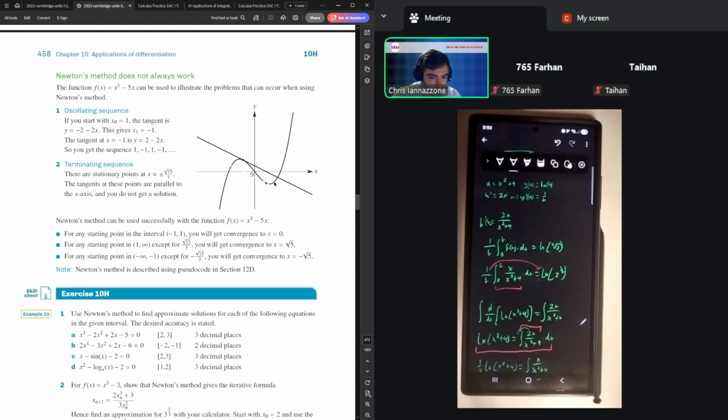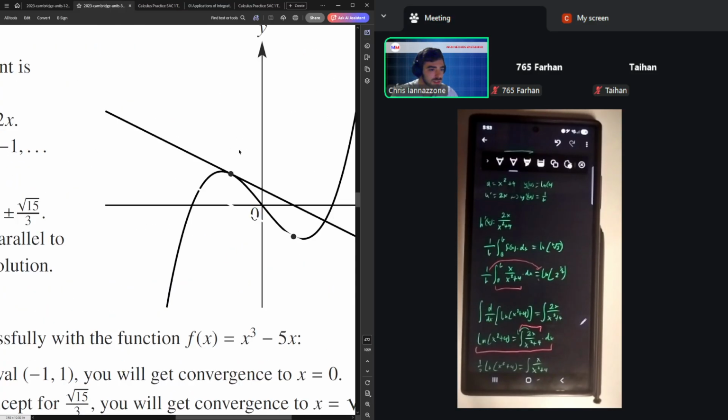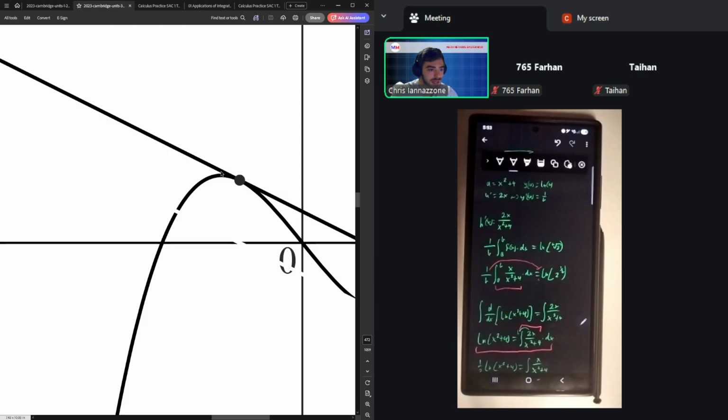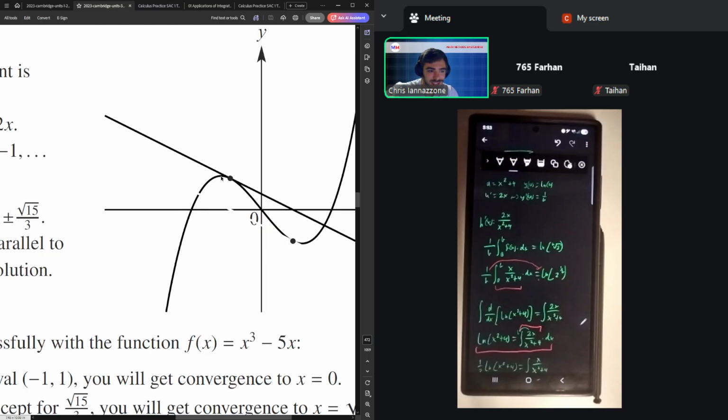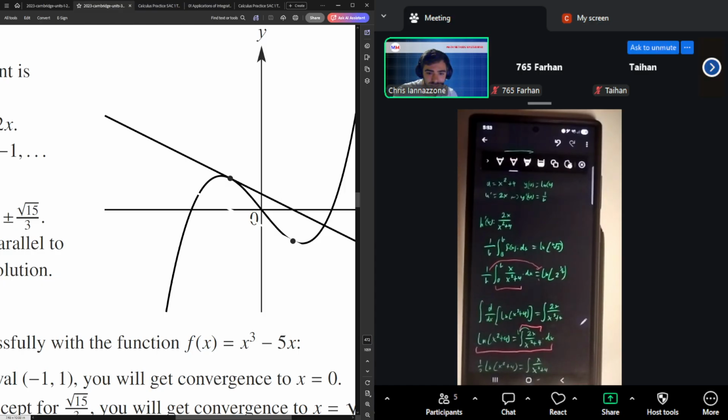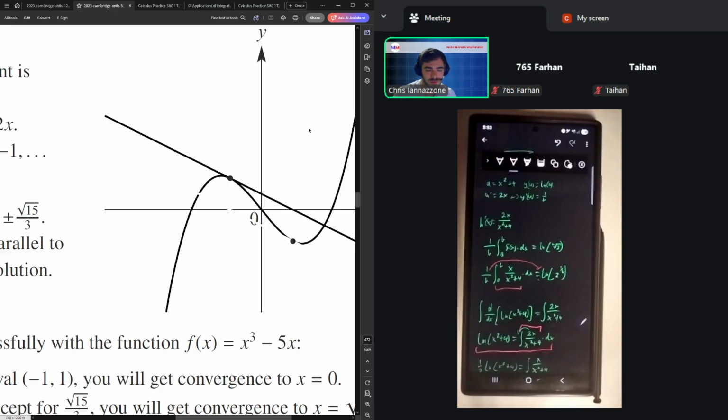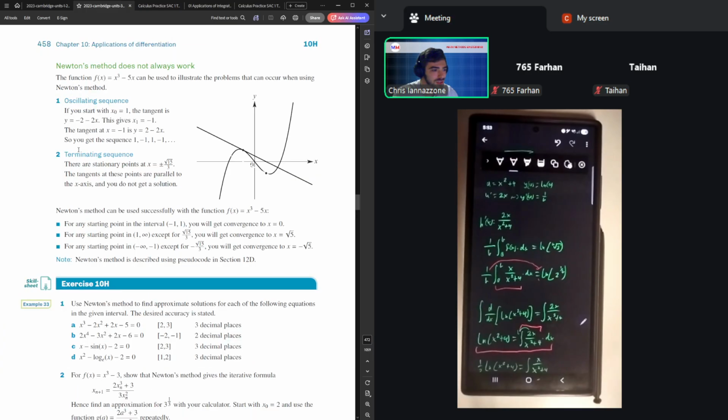The other thing that can break it is the terminating sequence. Terminating sequence is what happens when your x value that you're guessing ends up being a stationary point. The reason why that's bad is because if you take a tangent at a stationary point, it's perfectly flat. It never touches the x-axis anymore. So if it never touches the x-axis anymore, you don't actually have a next guess, right? It terminates. It ends early. Those are your two fail conditions there to watch out for.